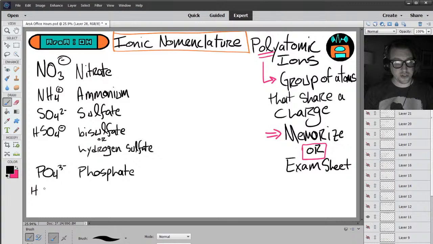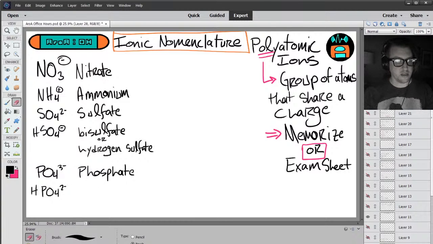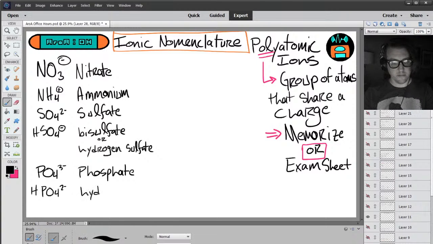There is HPO4 with a charge of -2. This is biphosphate. No, sorry, not biphosphate. This is hydrogen phosphate. The bi thing is just for sulfate. And then there is H2PO4 with a charge of -1, and this is dihydrogen phosphate.